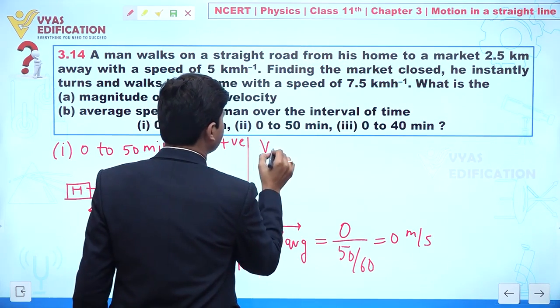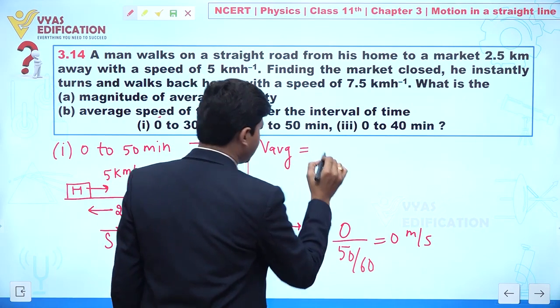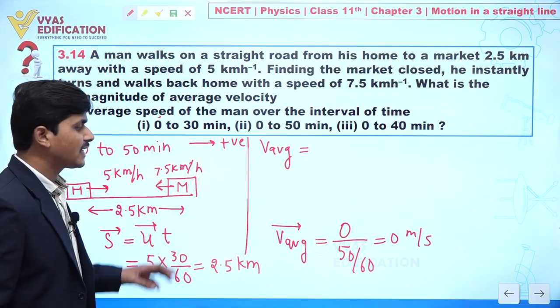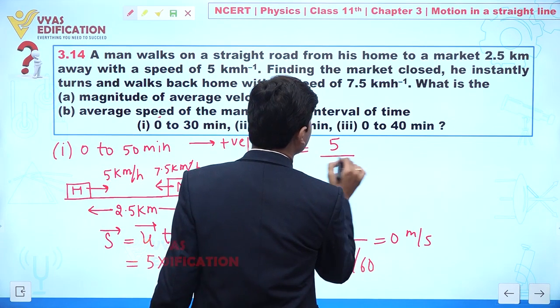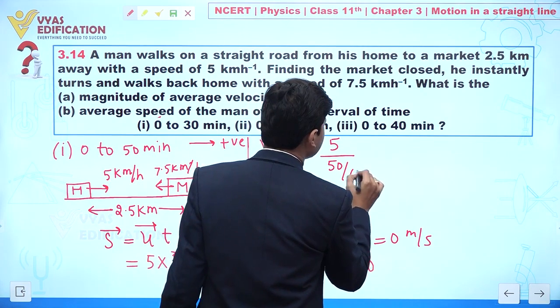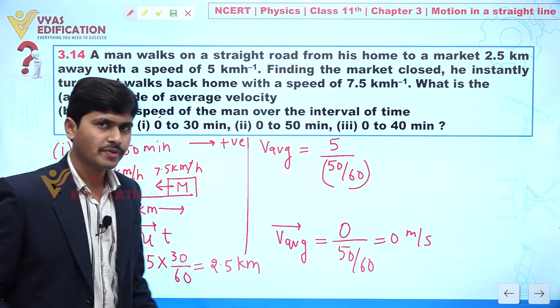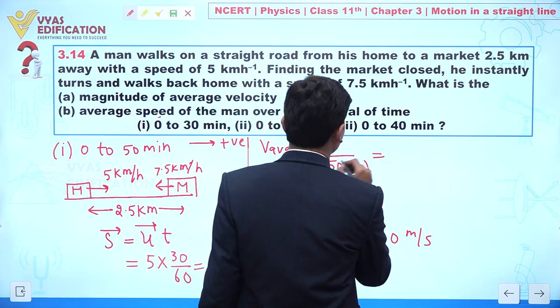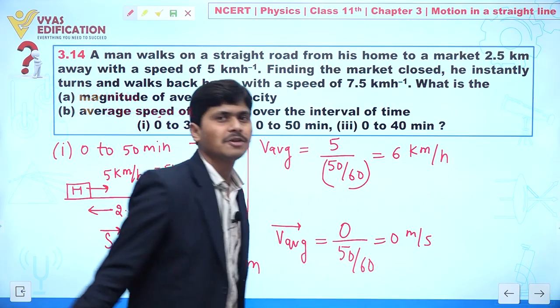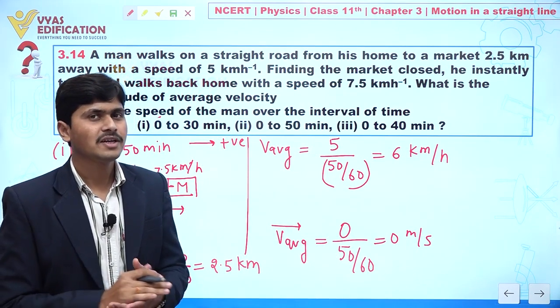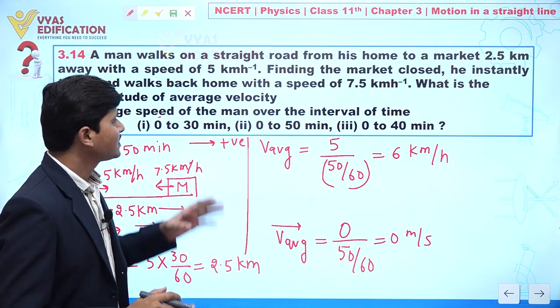So now if we write average speed. Average speed means total distance upon total time. Total distance we have 5 kilometer and total time is 50/60. Clear? So from here this one and this one cancel out and we get the average speed as 6 kilometer per hour. Clear to everyone? So this is all about the second part.